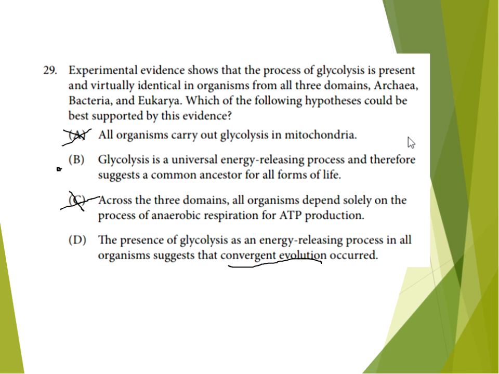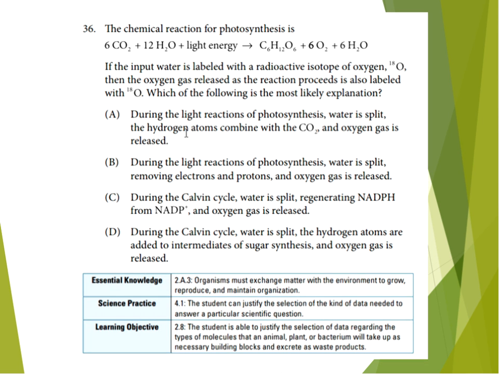So we haven't talked really about evolution yet, but convergent means that you have a separate ancestor but are in similar environments, so you tend to develop similar adaptations. I would definitely say that's not going to be the case if we're talking about all organisms in these three domains, because we all don't have similar characteristics. So definitely not there. So the correct answer that is left is B, which definitely makes sense, that there is a possibly common ancestor for all life forms, and glycolysis is a universal energy-releasing process. Okay.